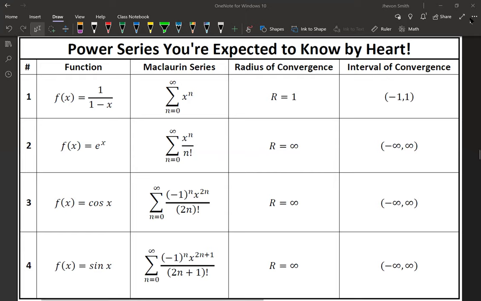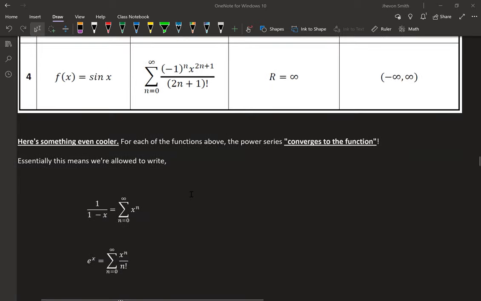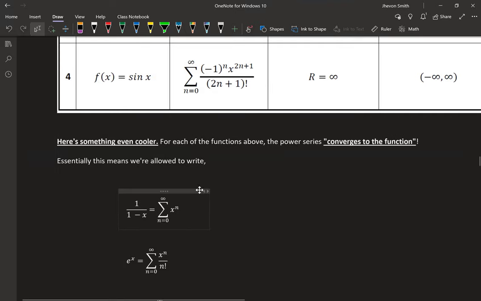And for the first function, 1/(1 − x), that converges only absolutely on the open interval from -1 to 1. And it's more than possible to memorize these. You can do it in a relatively short time if you wanted to. So don't make excuses for yourselves. Okay.